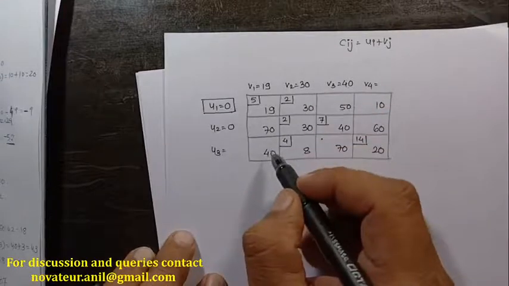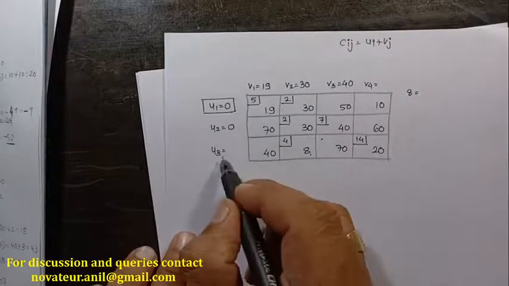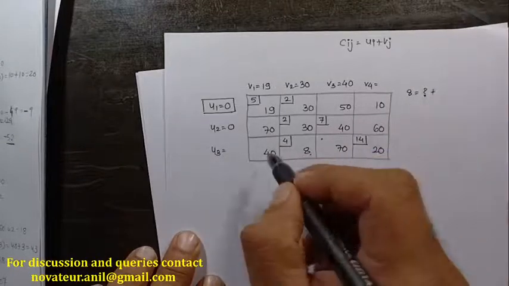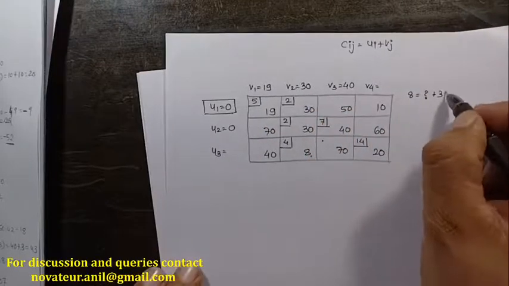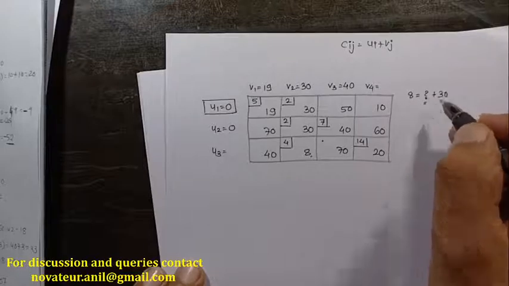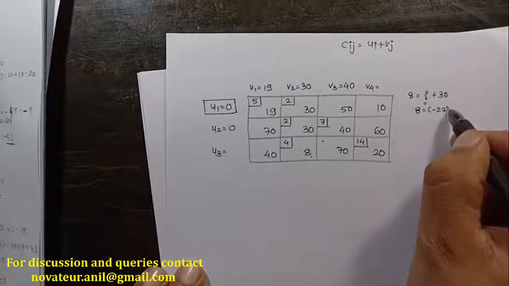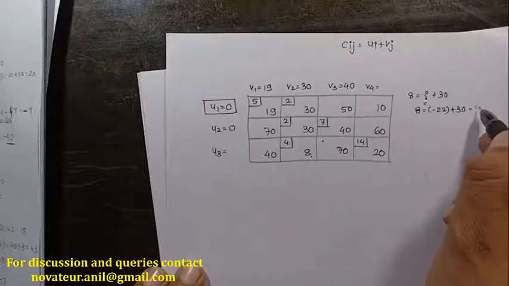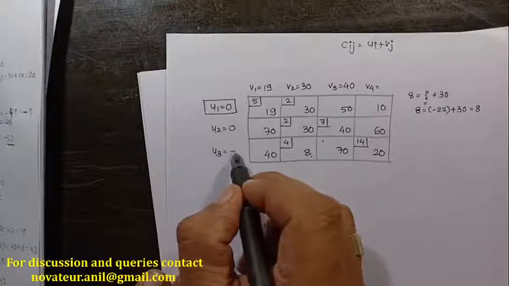Now 30 plus something is equal to 8. I'll repeat this. See, what is the cost value? 8. What is the U value? You don't know. What is the corresponding V value? It is 30. So what should I write here so that it will be balanced? It's very simple. This is 8. If I put minus 22 here, then it becomes 8. Clear? So I'll put minus 22 here.